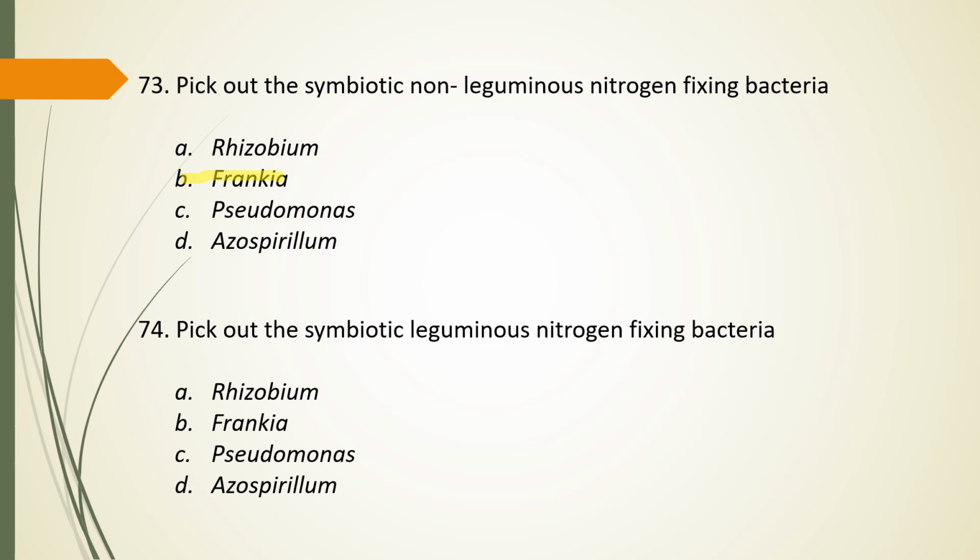Question number 74. Pick out the symbiotic leguminous nitrogen-fixing bacteria. The options are option A, Rhizobium, B, Frankia, C, Pseudomonas, D, Azospirillum. The correct answer is option A, Rhizobium. Rhizobium are gram-negative bacteria that live in the soil, especially where legumes have been grown. They invade the root hairs of leguminous plants, causing the formation of root nodules where they fix nitrogen.